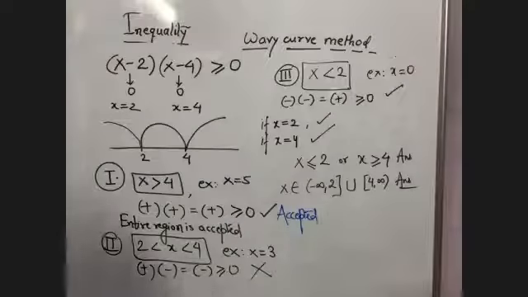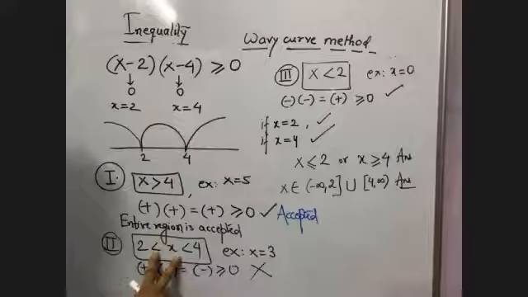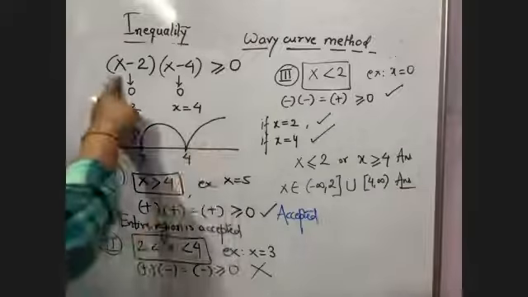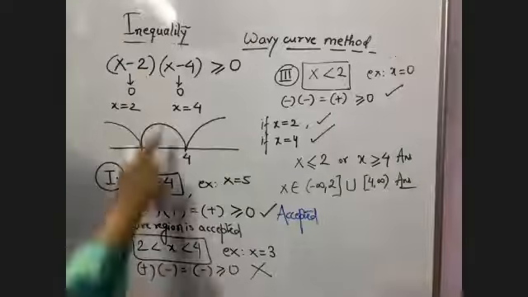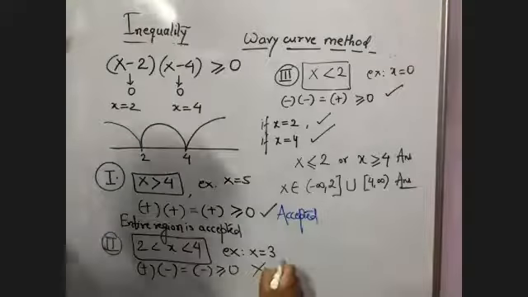Now second is this region, 2 to 4. Take any value of x in between. Say I have taken x is equal to 3. 3 minus 2 is positive. 3 minus 4 is negative. Positive into negative is negative. Negative is greater than or equal to 0. It is wrong. So I can say that this is rejected.